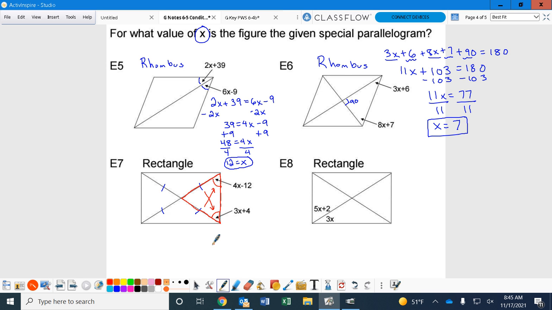So we would just set that 4x minus 12 equal to that 3x plus 4. Again, those are base angles in an isosceles triangle. You basically create four isosceles triangles in a rectangle. Minus 3x minus 3x. Guys, what's 4x minus 3x? x minus 12 equals 4. And then you add 12, and x equals 16. That's the answer to the question.